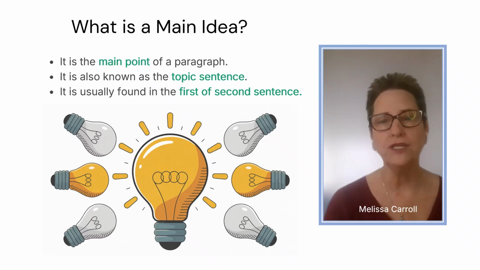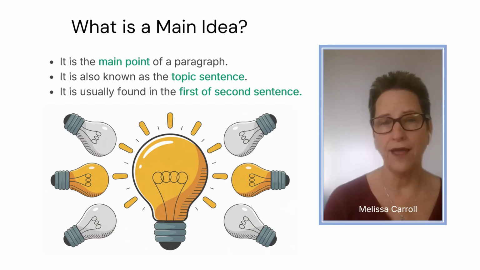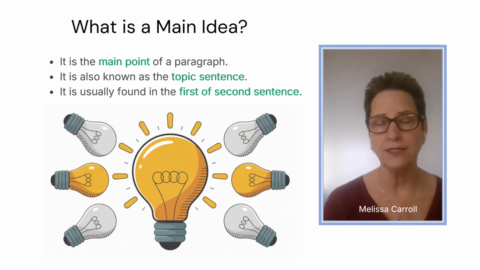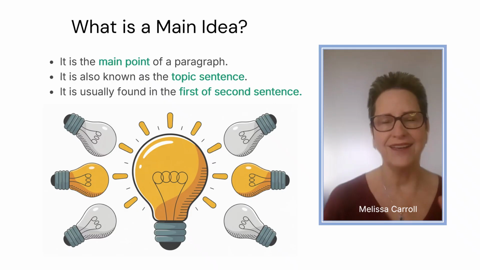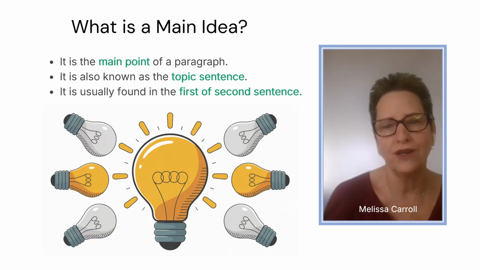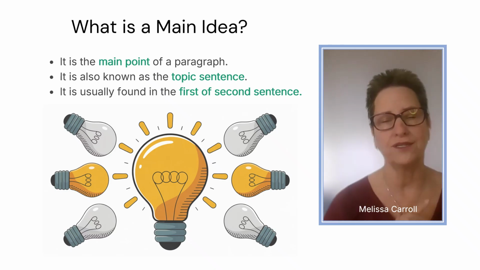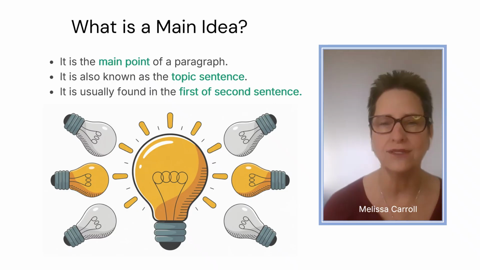And the location, it's usually found in the first or second sentence, but not always. If you have a compare and contrast paragraph, the first part of that main idea will be in the middle. So you'll start with the positive and then the negative, a pro and con. It'll be in the middle. But normally we put it at the very first, the first sentence, or we can lead into it and use it as our second sentence.